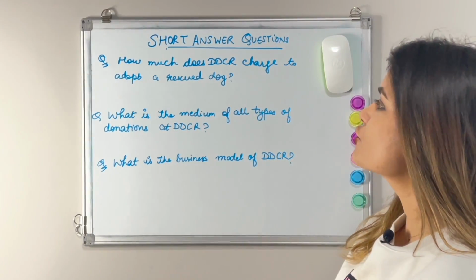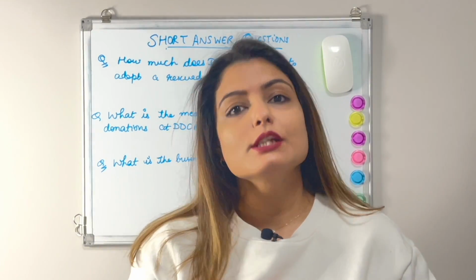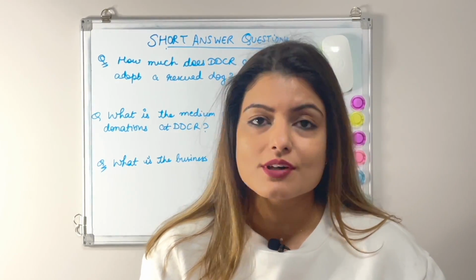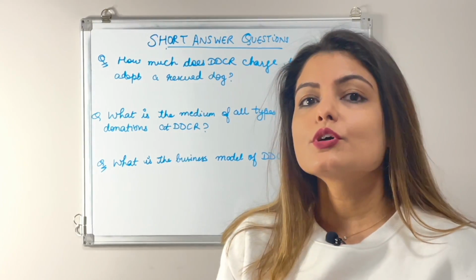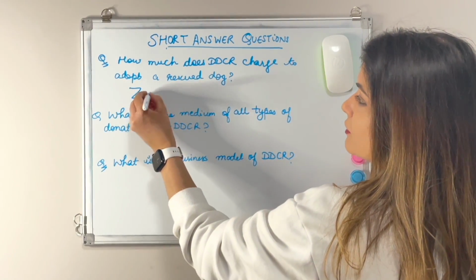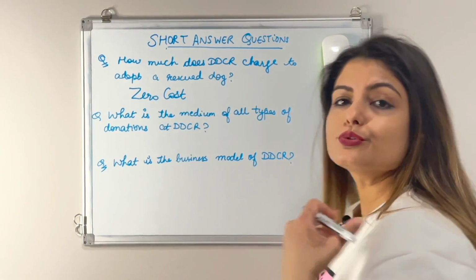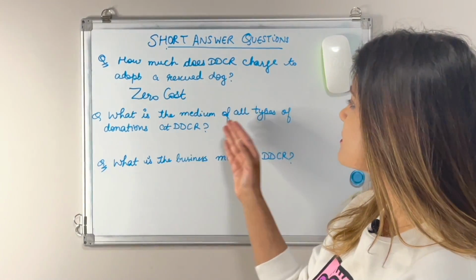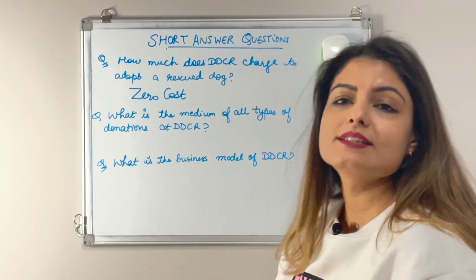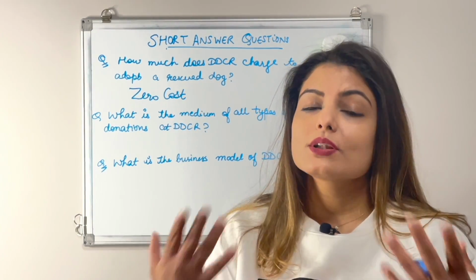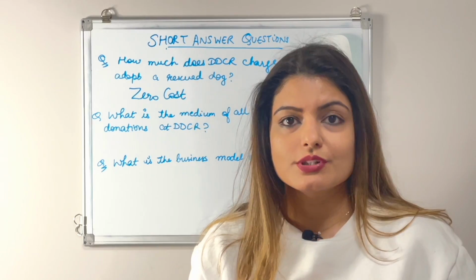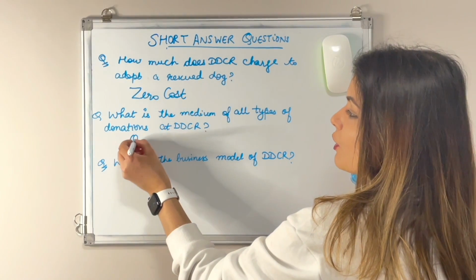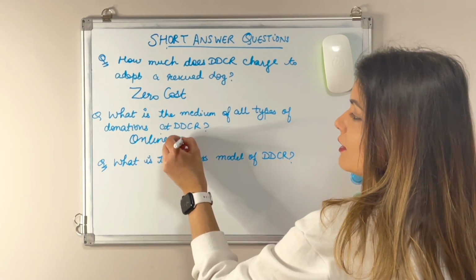How much does DDCR charge to adopt a rescue dog? It's very clearly mentioned in the text that if somebody wants to adopt a rescue dog, they can adopt at zero cost after the inspection is done. So zero cost would be the correct answer here. And since we are allowed to use two words, zero cost would be the correct answer. Now the next question is, what is the medium of all types of donations at DDCR? So now they say that all the donations happen with no human interaction and no middle party, and online only. So the correct answer would be online only.